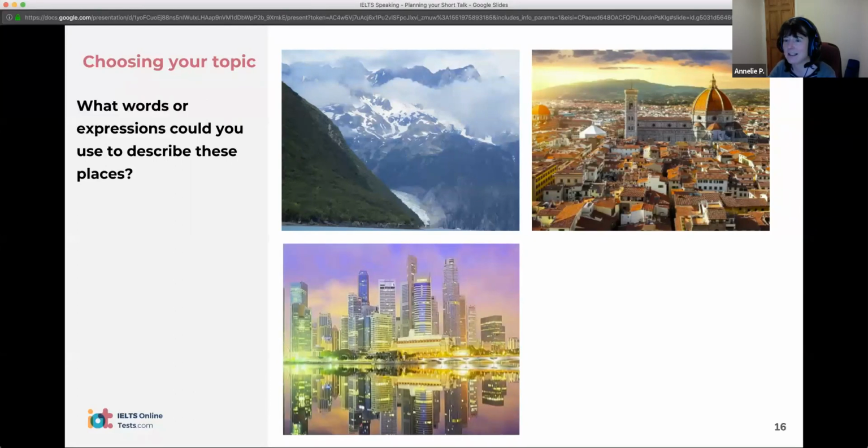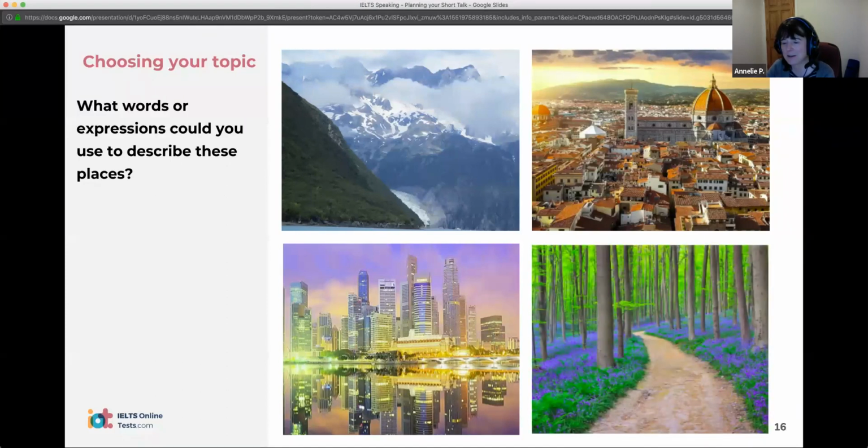Another town, slightly different atmosphere here. So what could we use? Okay, we've got modern structures, metropolis, very good, futuristic, high rise, metropolitan, contemporary. Okay, all struck with beauty. Lovely, that's fantastic. Okay, very good. And what about the last one?